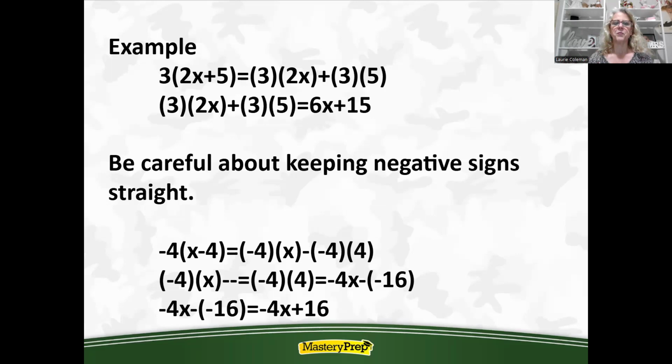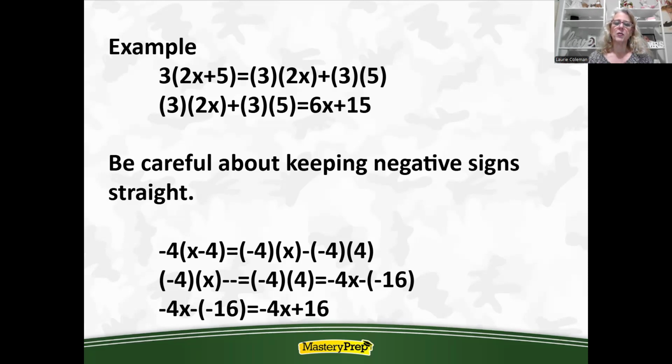I'll show you how. So if we have the expression 3 times (2x plus 5), that equals the same thing as 3 times 2x plus 3 times 5. So if we simplify that, 3 times 2 is 6 and an x, so we have 6x plus 3 times 5 is 15. So the answer would be 6x plus 15.